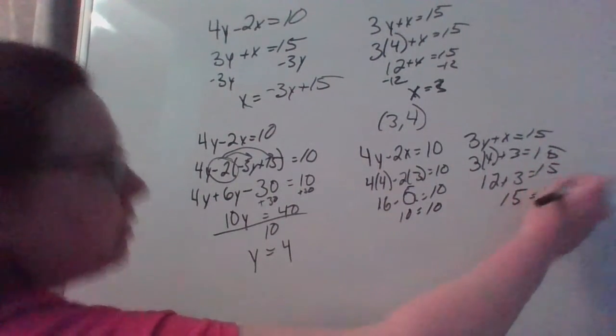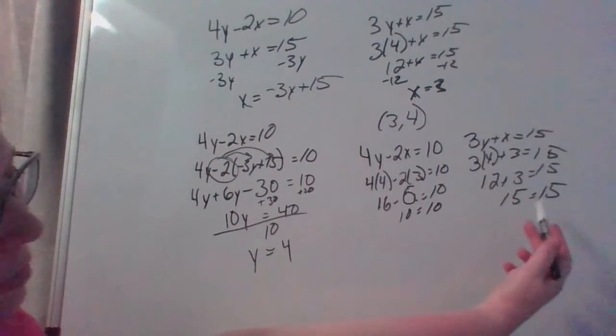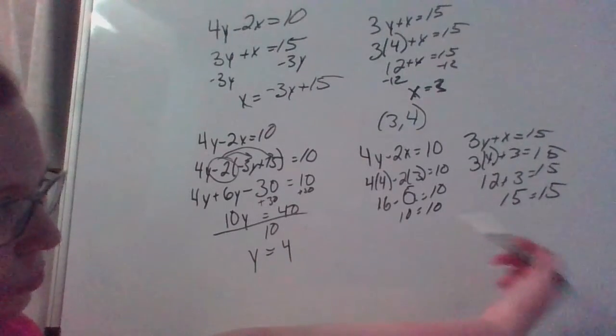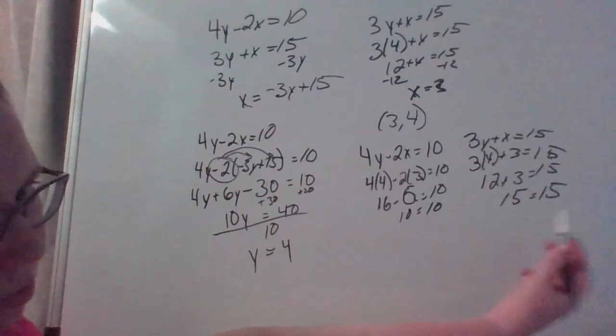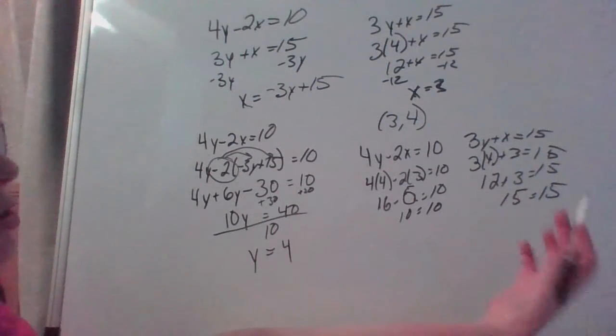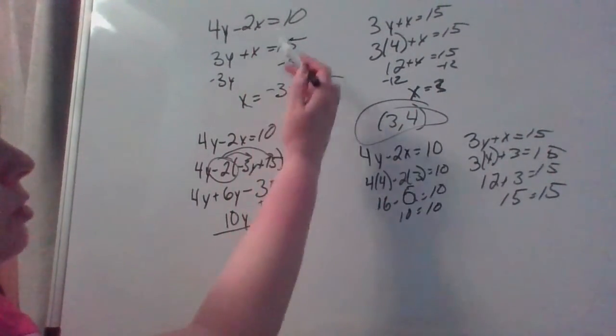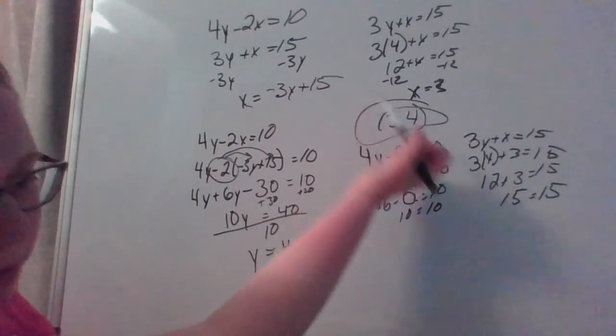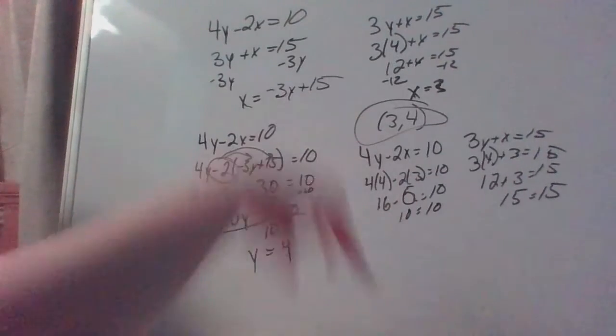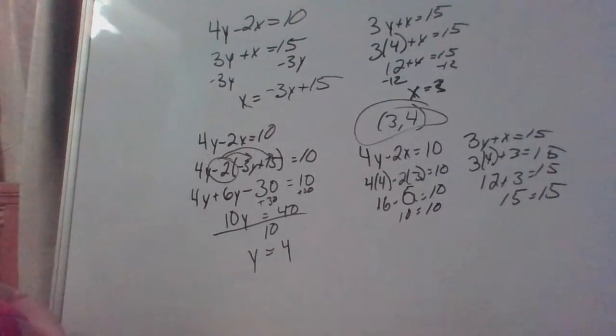15 equals 15. So again, even though these are different, that's fine because they're both true. So 10 equals 10, that's true. 15 equals 15, that's true. So we're good. We know that 3, 4 is a solution to this system of equations. Hope you guys are enjoying this, and I can't wait to hear in our Zoom how you did.